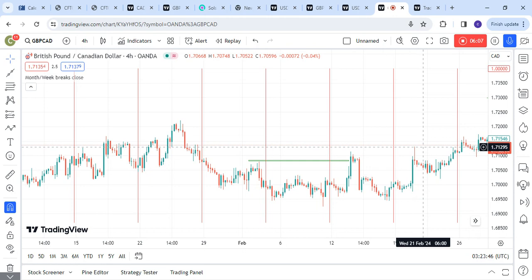Now, what is a resistance? A resistance is a zone where buyers were induced. By induced, I mean buyers were made to believe that the market was going to buy, but rather than buying, the market now sold. What will now happen is that the market will form a ceiling, a resistance for further sells.